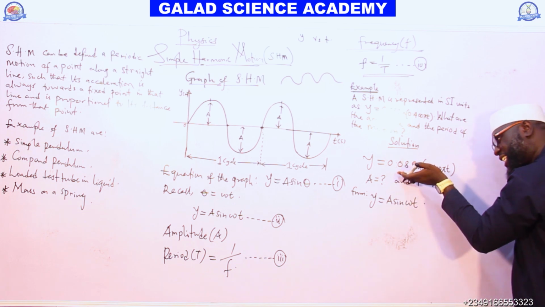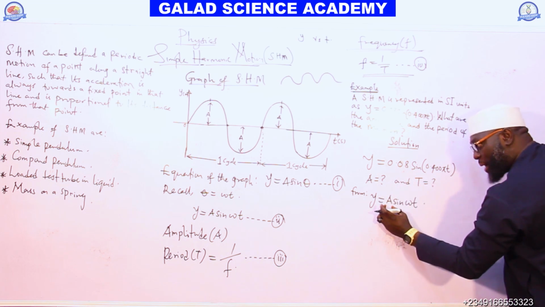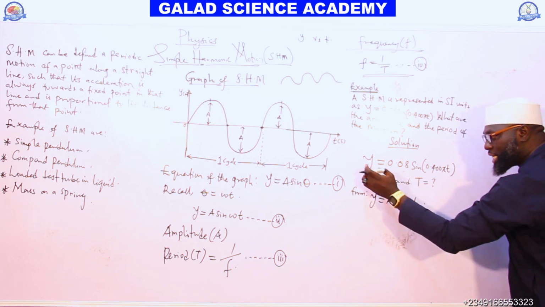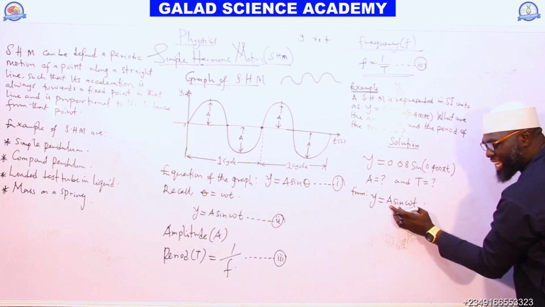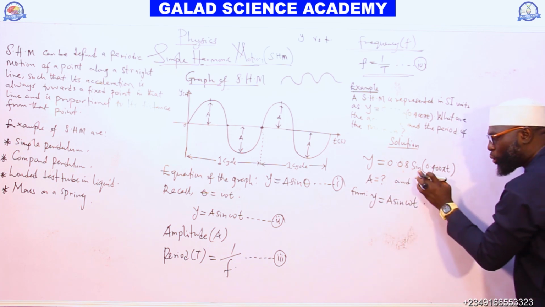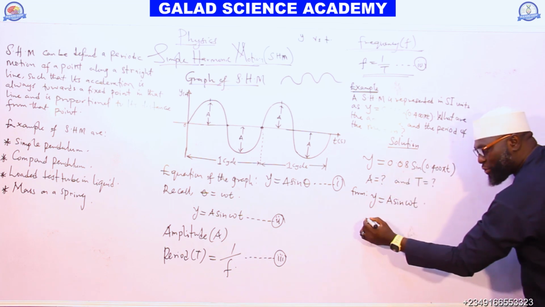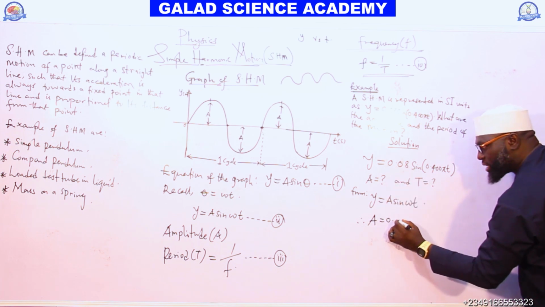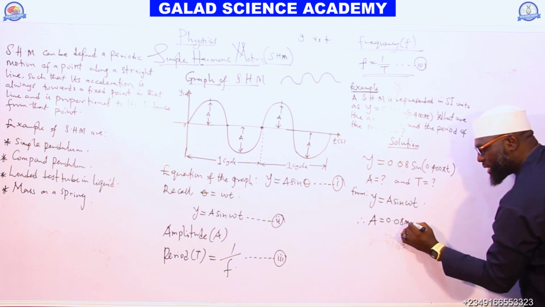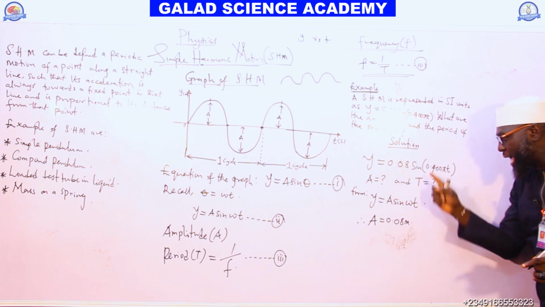Let us compare this equation with the given equation here. A here is amplitude. This is y, this is equal, and this is A. You can find A at the back of sine. What do you have at the back of sine? A is 0.08. Therefore, our amplitude is 0.08 meter.